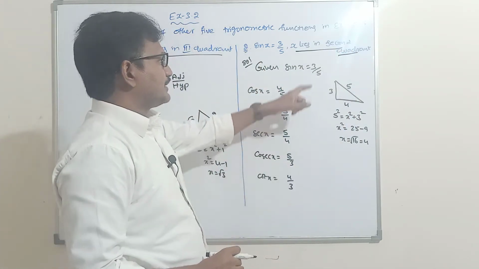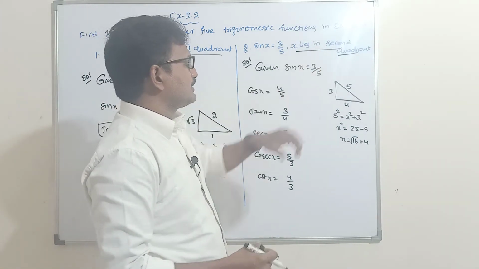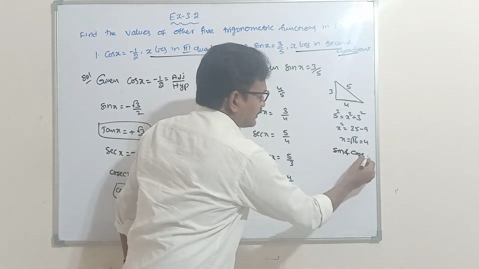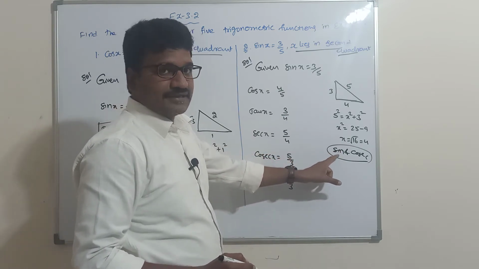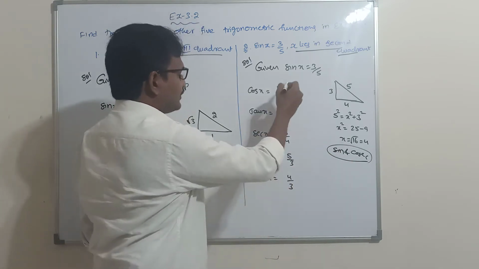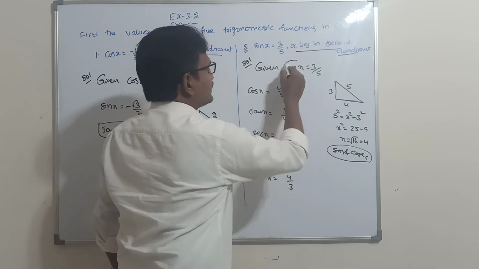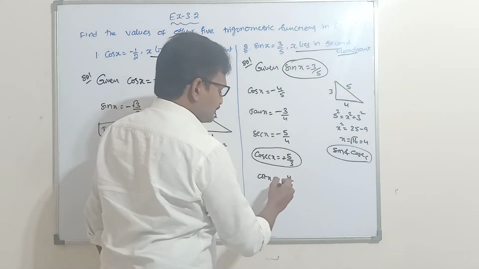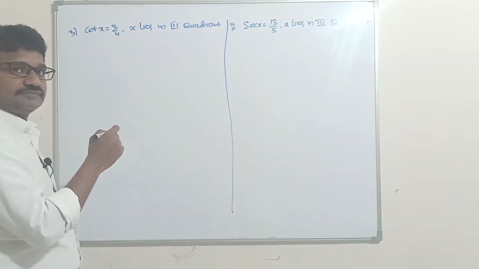In the second quadrant, according to the All Silver Tea Cups concept, sin and cosec are positive. In "silver", S is the first letter. So sin and cosecant are positive. These two functions are positive. Remaining trigonometric functions are negative, so you will get a negative sign for the remaining trigonometric functions.